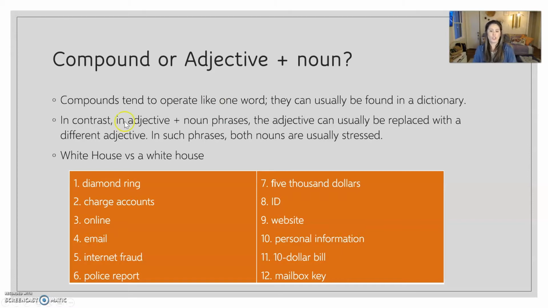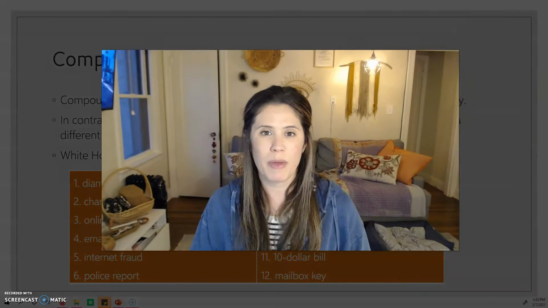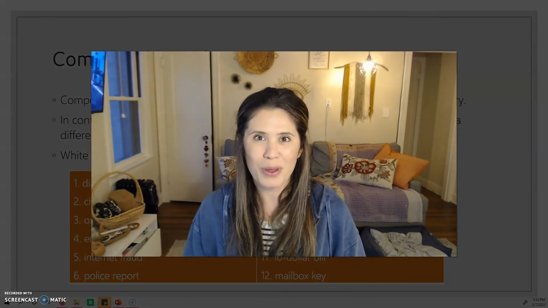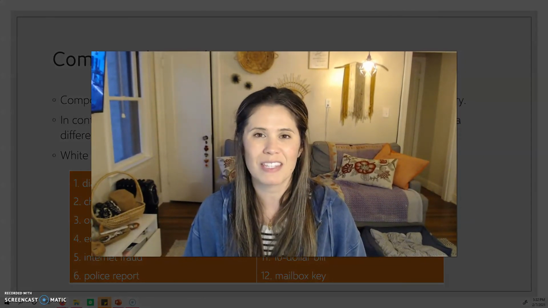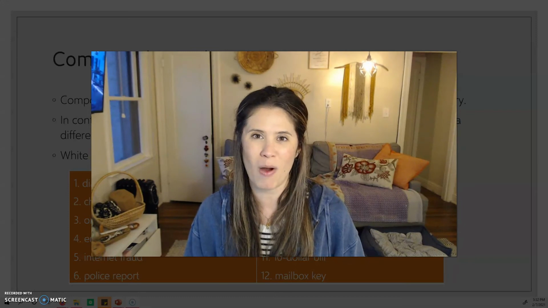You will listen to these 12 words in Canvas and you will try to identify which of these are being pronounced as a compound and which are not. Once you identify those, then I want you to practice and also submit a recording using this stress pattern that we've talked about for compound nouns. Okay?